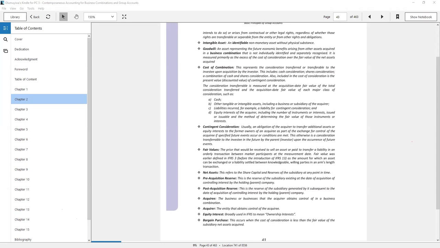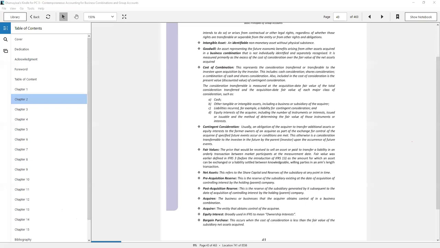control of the acquiree, if specified future events occur or conditions are met. Otherwise, it is a consideration transferable to the investee in the future by the parent, that is the investor, upon the occurrence of future events.